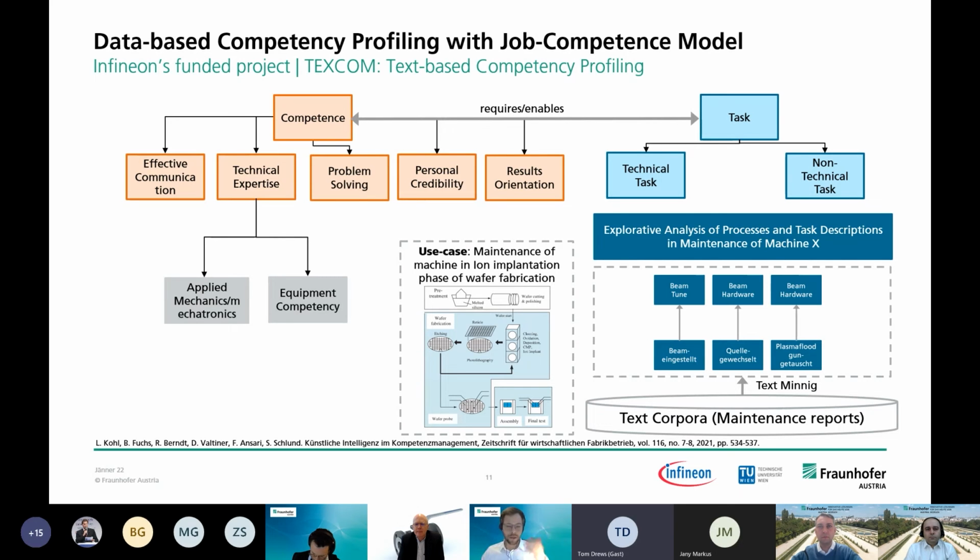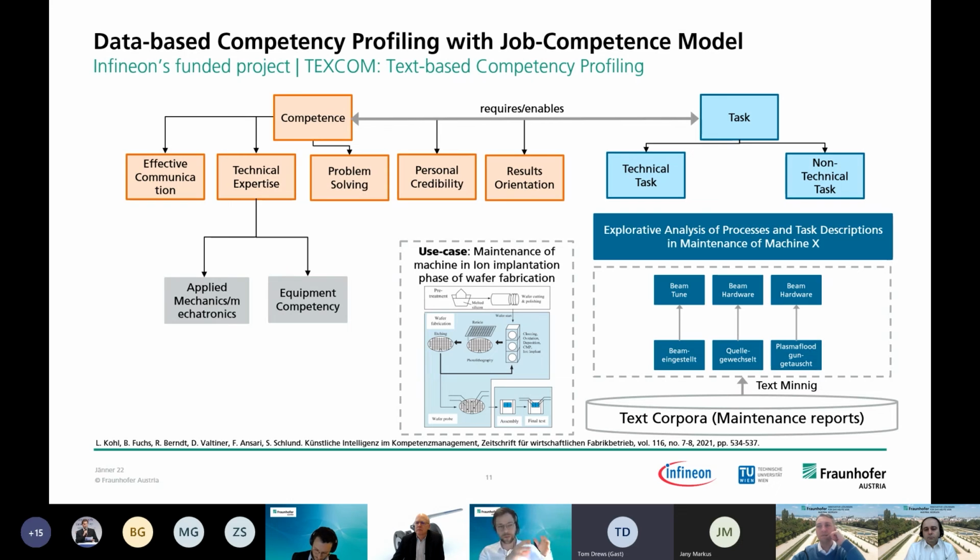For example, beam adjusted, source changed, plasma fluid gun changed. And all of those tasks are connected to causes. So if you change, you can adjust a beam because there was a beam tune issue. And with this combination, you have a specific technical task. This is the world of work.